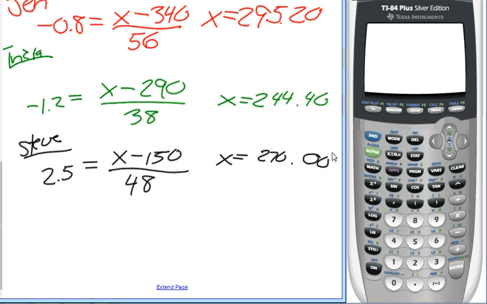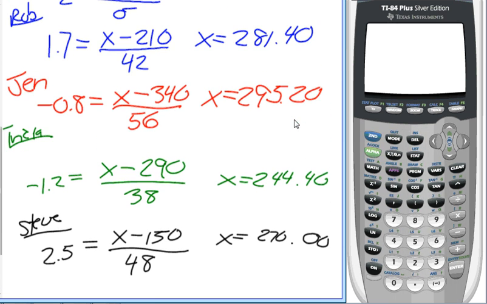Okay, so when I compare these, now I can see really easily that I've got 281, I've got 295, 244, and 270. So the one who made the most money is Jen with 295.